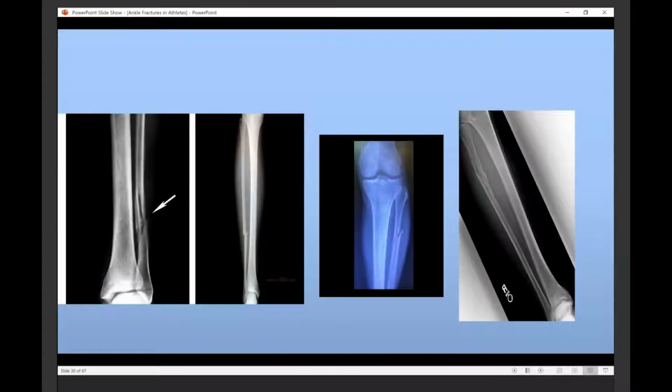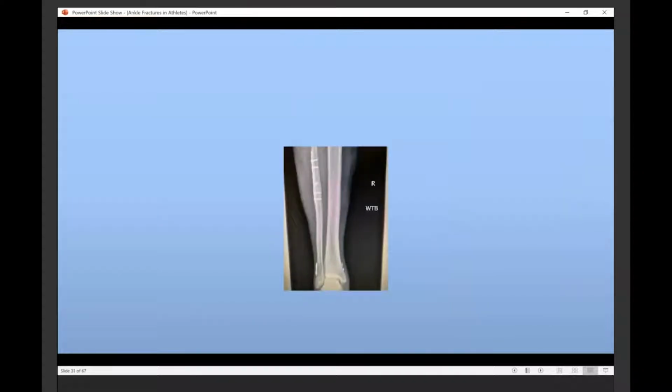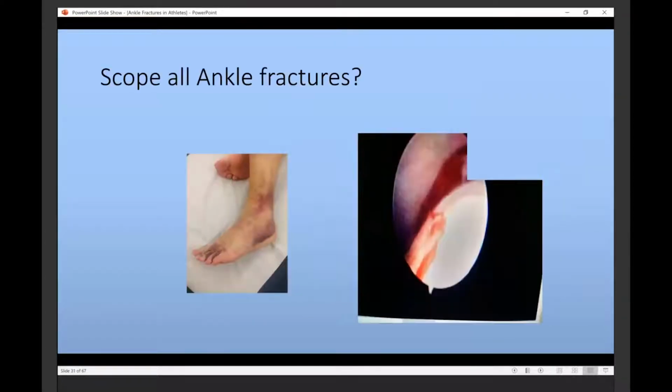We didn't fix it. Everyone gets worried about the peroneal nerve, but I think with careful dissection, it's not that hard of an operation. Anything more proximal, that's about as high up as I'll go. We do a lot of mid shafts like this. The other question that comes up at our conferences all the time: do you scope all ankle fractures?